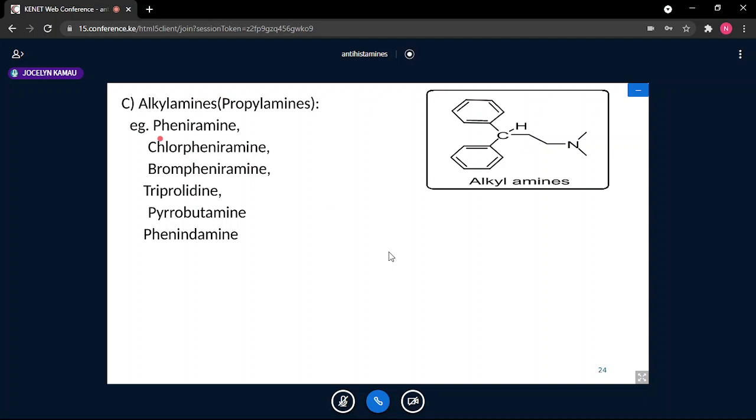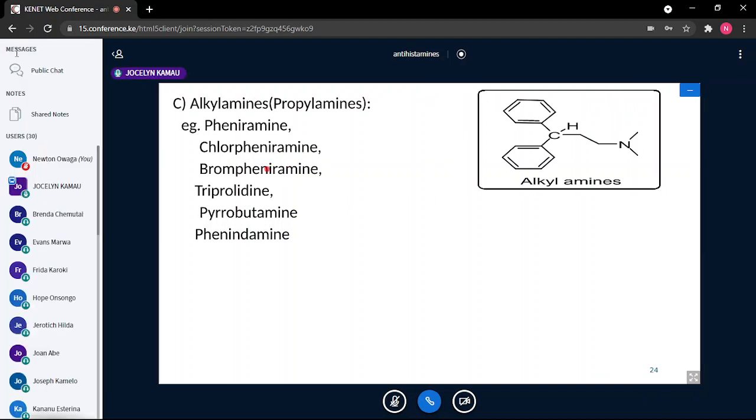And here is where we have pheniramine, and the very popular drug we call chlorpheniramine, which is Piriton. I believe everybody has taken a tablet of Piriton, for allergy or itching. All of us have taken chlorpheniramine, which is the scientific name of Piriton. Then you have brompheniramine. The difference between that one and this one is that one has a bromine, the other has a chloro group.